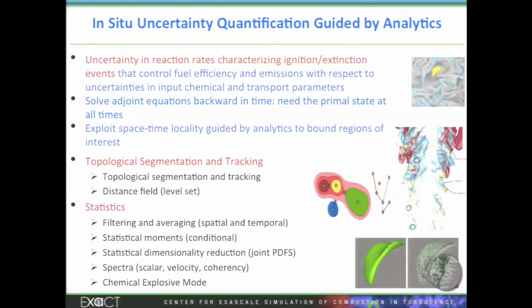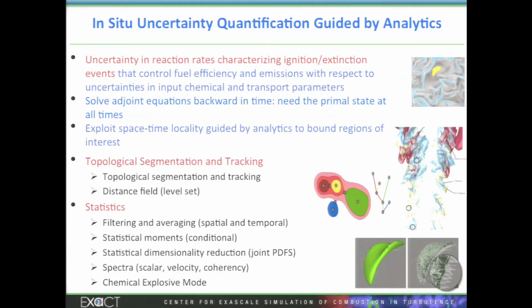Here, working with Bob Moser, we're trying to solve the adjoint equations backwards in time about the forward primal state at all times. That presents an enormous data management problem because of the sheer volume of data required to be kept in memory or storage. In our center, we've come up with a unique approach that exploits space-time locality guided by on-the-fly feature detection and tracking that identifies the regions of interest for which to do the UQ.